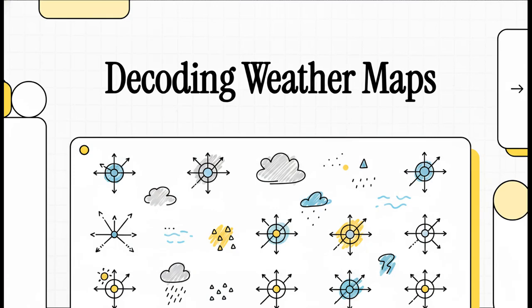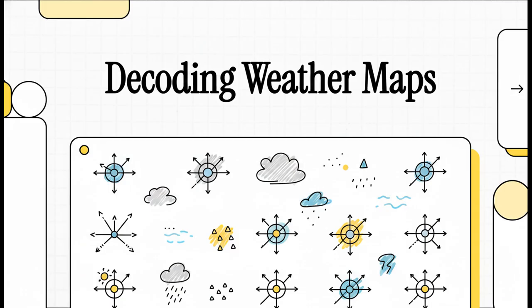Ever looked at a professional weather map and thought, wow, this is literally an alien language? You've got these circles with lines sticking out of them, weird symbols everywhere, and random numbers just floating around. Well, today we're going to crack that code. We are diving into the station model cipher.